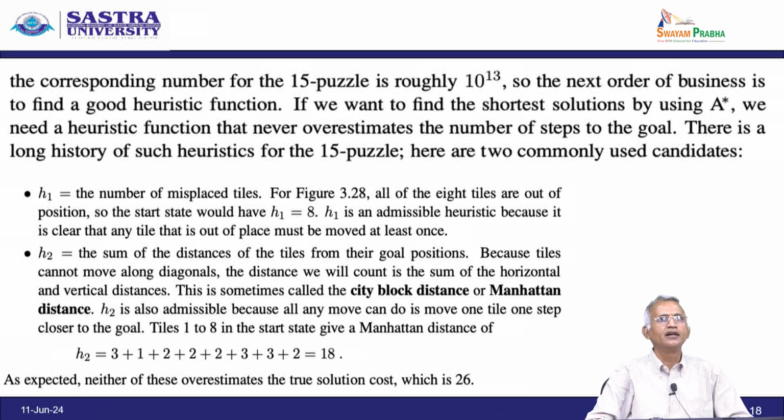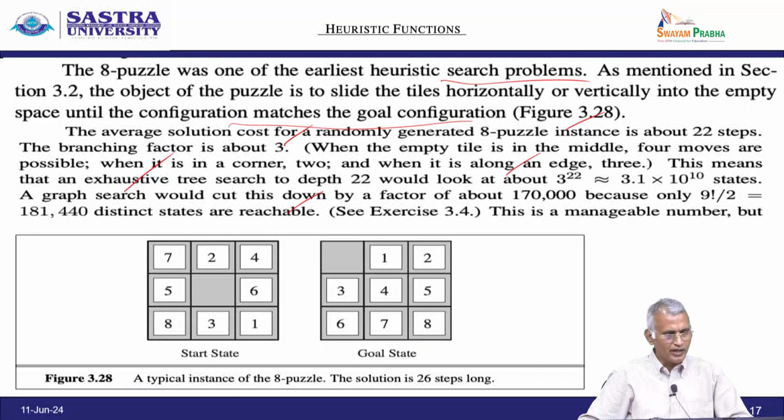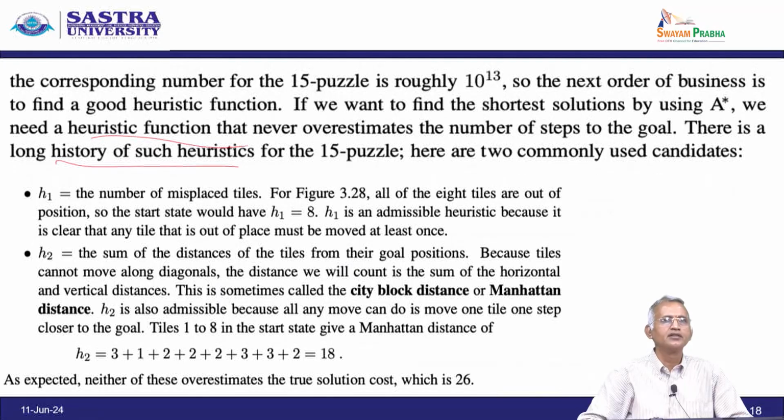If we want to find the shortest solution by A*, we need a heuristic function that never overestimates the number of steps to the goal. There is a long history of such heuristics for the 15-puzzle. Here are two commonly used candidates. h1 equals the number of misplaced tiles. Figure 3.28 is a typical instance of the 8-puzzle. All 8 tiles are out of position, so the start state would have h1 equal to 8.